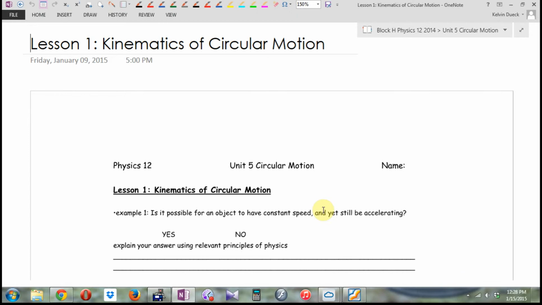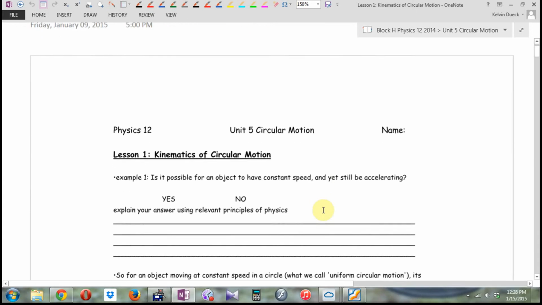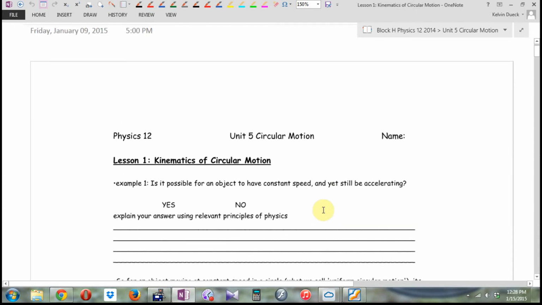Miller, can you read to me example 1? What's the question? Is it possible for an object to have constant speed but also be accelerating? What do you think? Jake says no. Josh says yes.